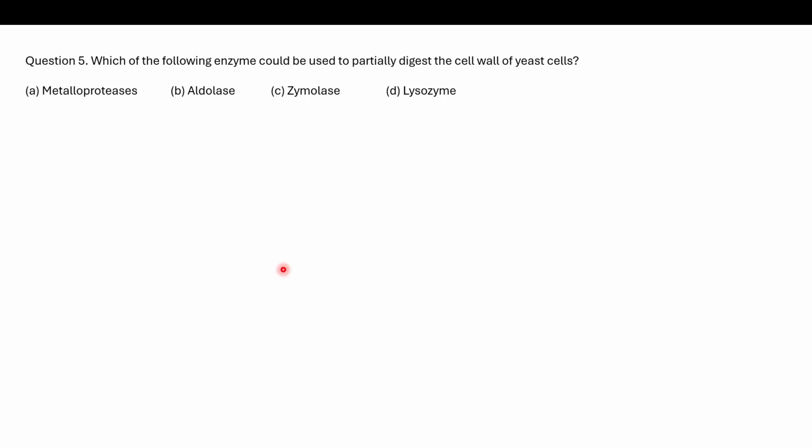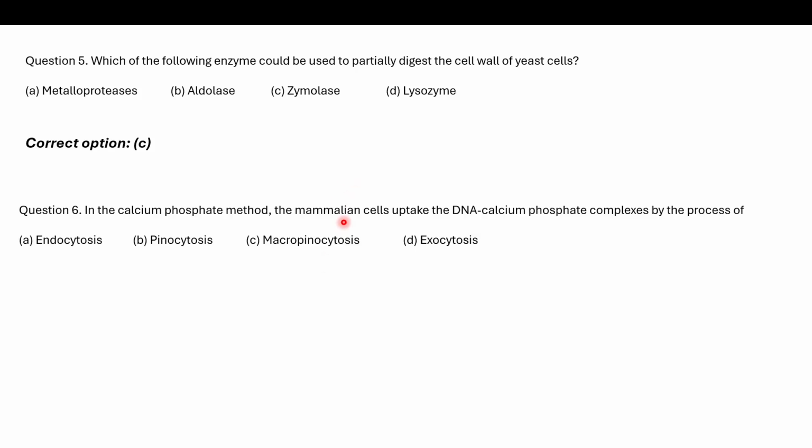Now, which of the following enzymes could be used to partially digest the cell wall of yeast cells? Can anyone try? It will be zymolase, option C. Lysozyme is for digesting bacterial cells. And in the calcium phosphate method, the mammalian cells take up the DNA-calcium phosphate complexes by which process? It will be endocytosis.